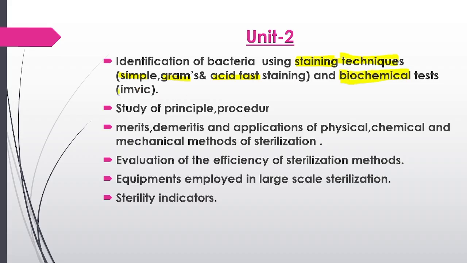And what is the meaning of IMViC? In IMViC, which 4 tests do we need to identify the bacteria? The first one, I means what? Indole test. And M means what? Methyl red test. And V means Voges-Proskauer test, and C means citrate test. These are the 4 tests involved in the identification of bacteria.